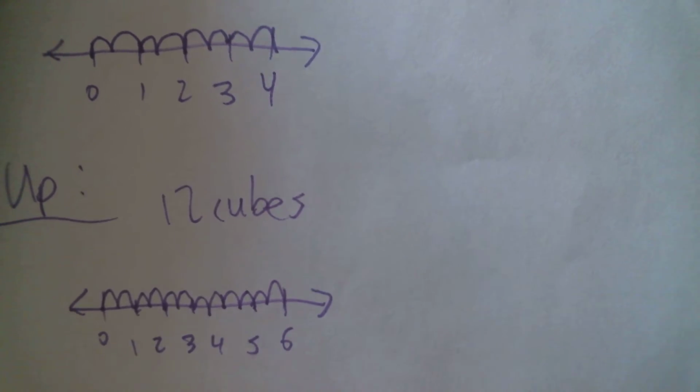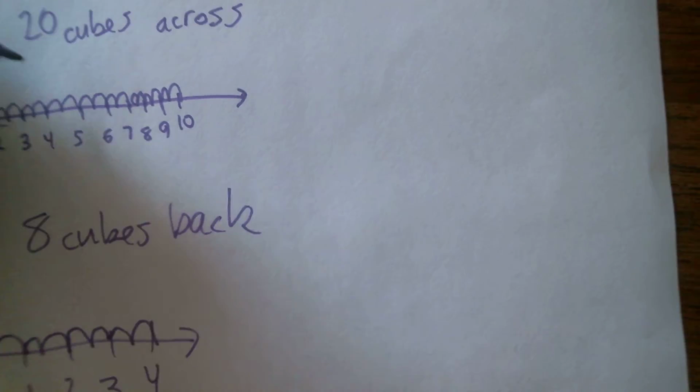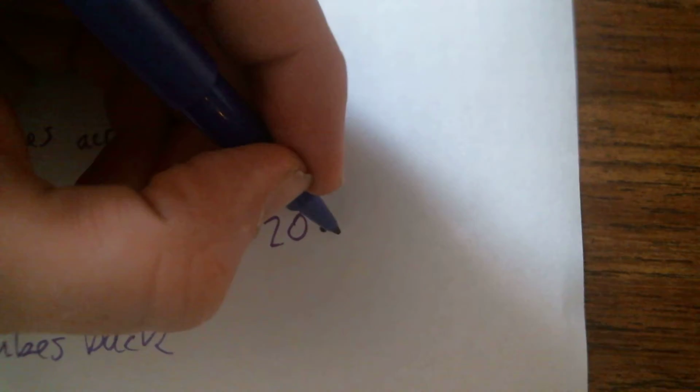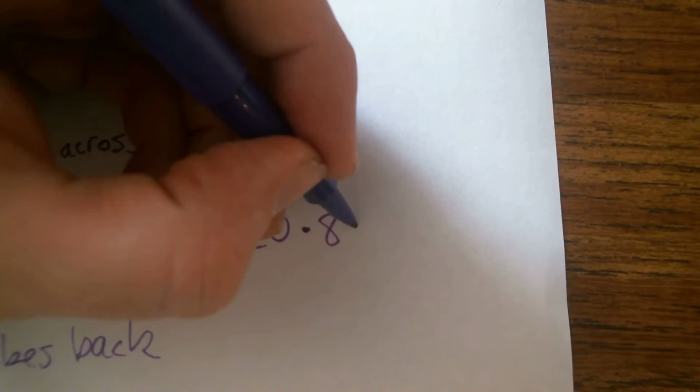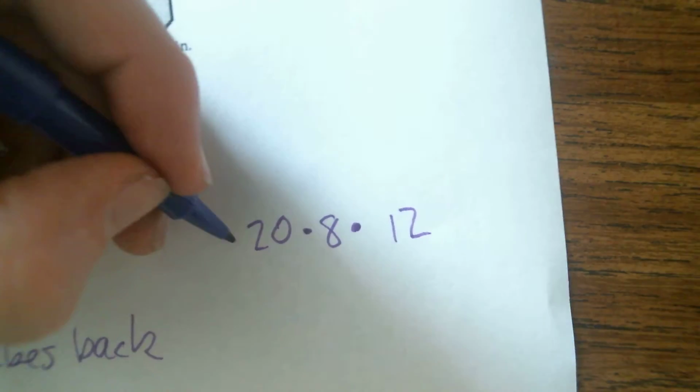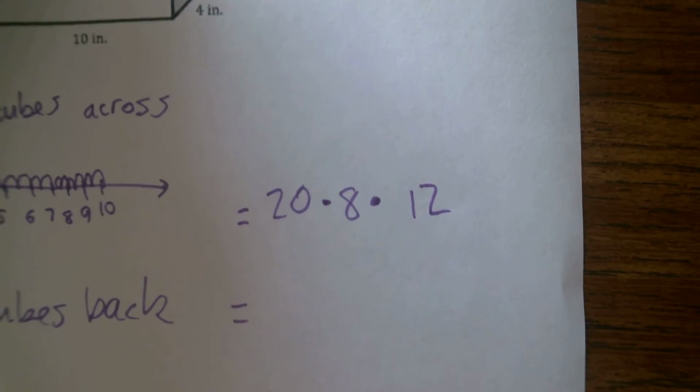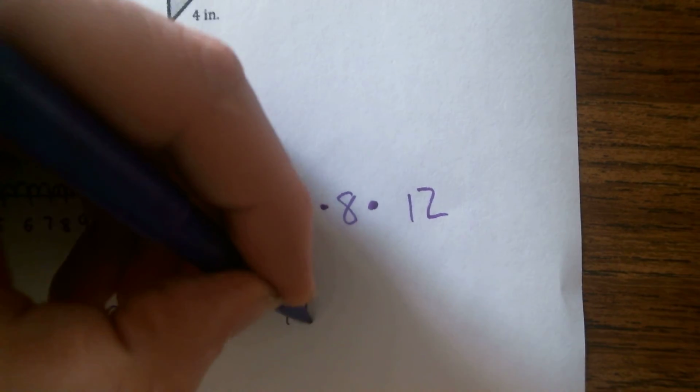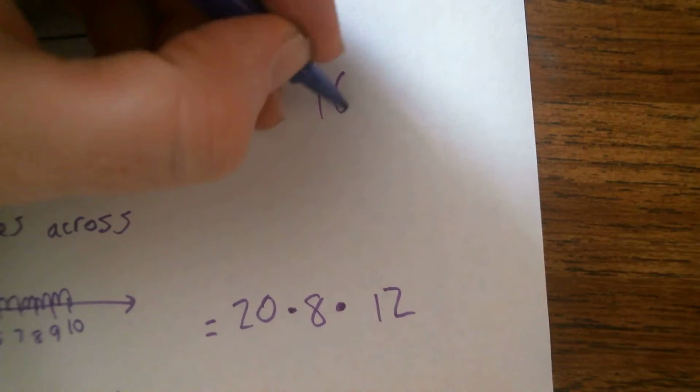number that'll fit. All right, so it looks like we have 20 cubes across times 8 cubes back times 12 cubes up. And that'll tell us how many fit. So 20 times 8, that's 160. Now I just have to do 160 times 12.